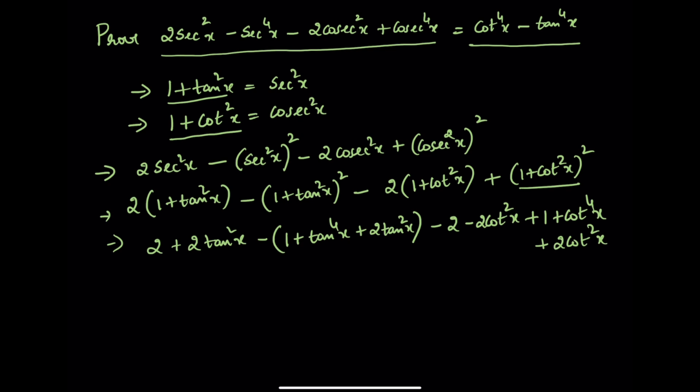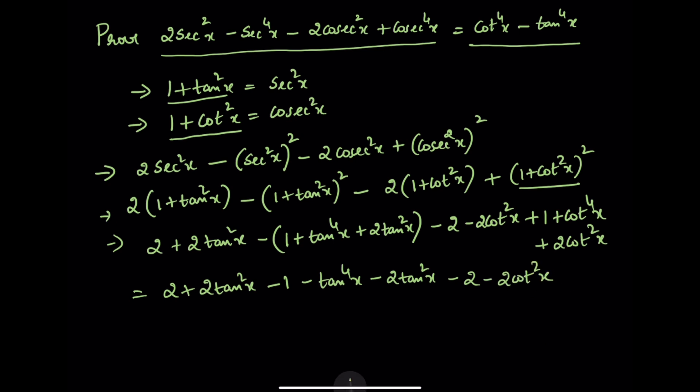Now let's solve the equations. Here what we have is 2 plus 2 tan square x minus 1 minus tan to the power of 4x minus 2 tan square x. I'm just solving the brackets with this negative. Minus 2 minus 2 cot square x plus 1 plus cot to the power of 4x plus 2 cot square x.